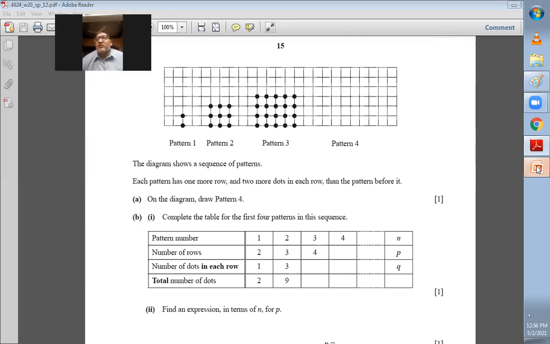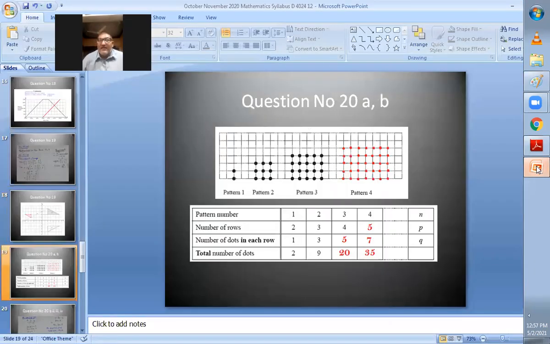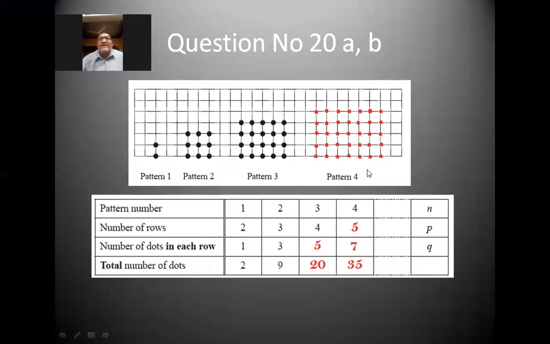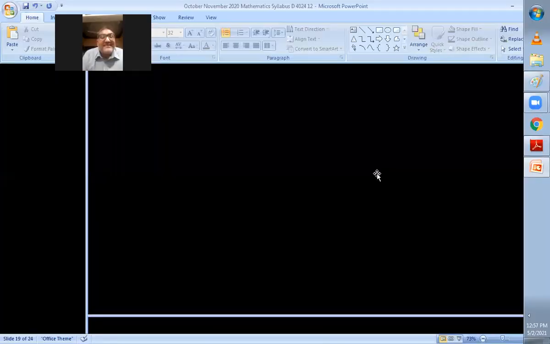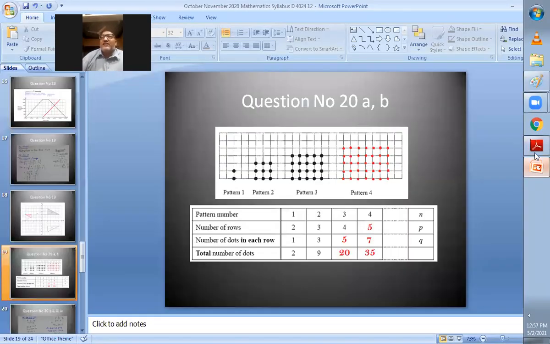So this is question number 20 part A. Here you can see I have drawn pattern number 4, and you can see the number of rows in pattern number 4 is 5 and the number of members in each row is 7. So this is question number 20 part A, I hope you understand. So let's move to the next part.